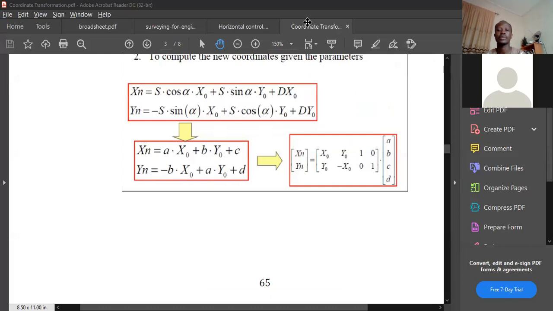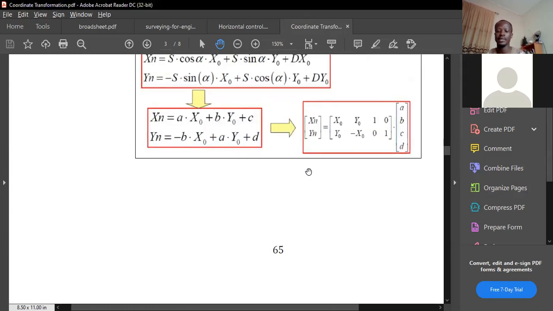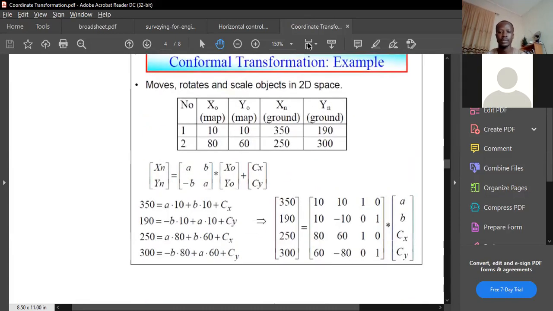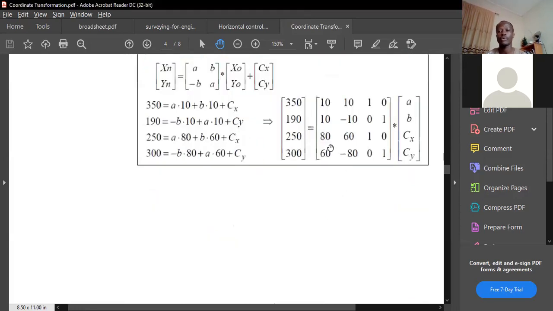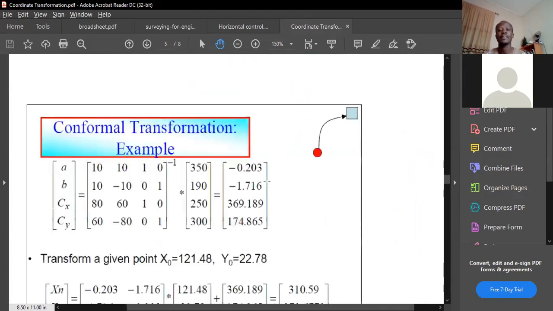So this is it. We have to find the more equations to write here. All right, this is an example. We want to transform this set of equations. We have this information, 2 points. We can put in values and solve for the inverse of a square matrix, and then we are going to be just fine. So here you can see we're just solving for A, B, C, and Y.